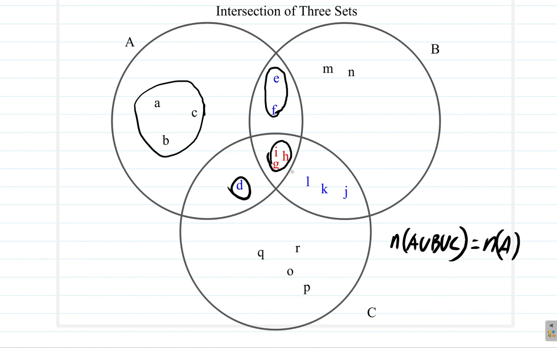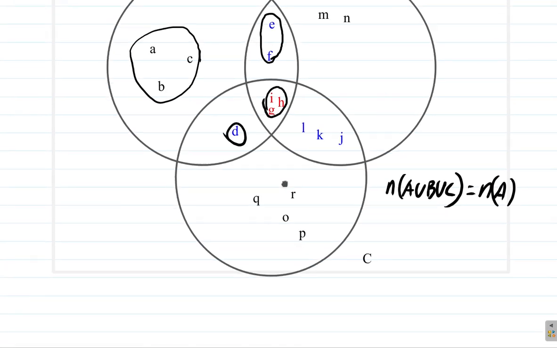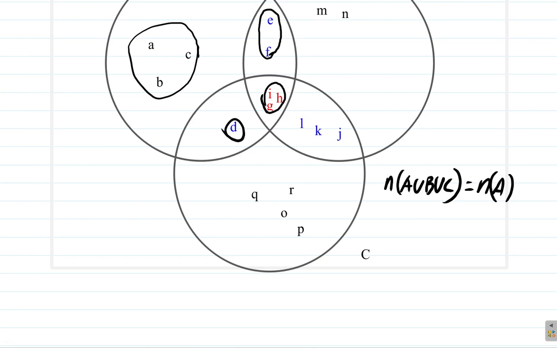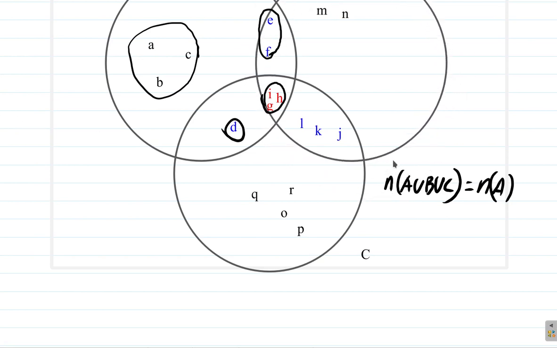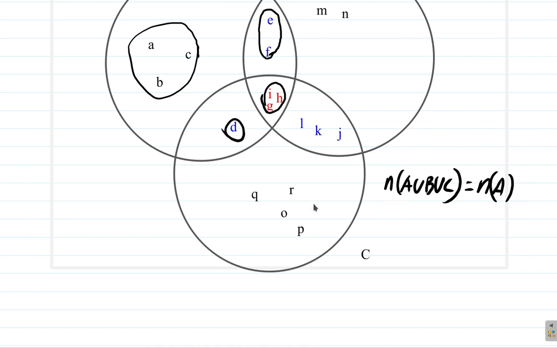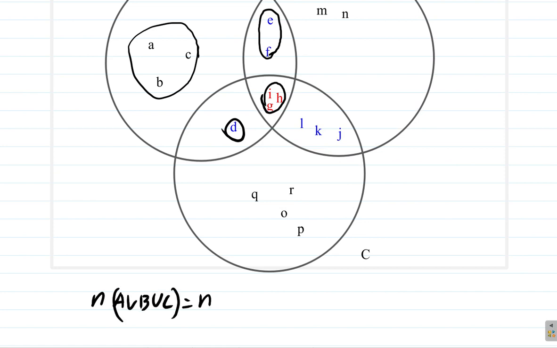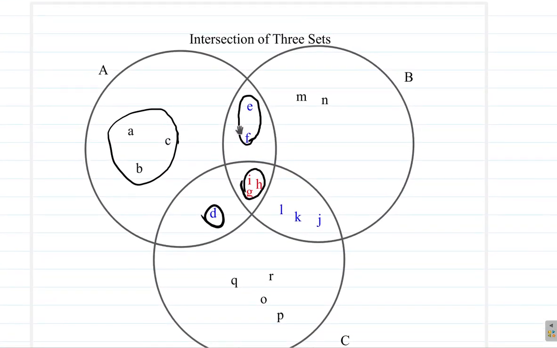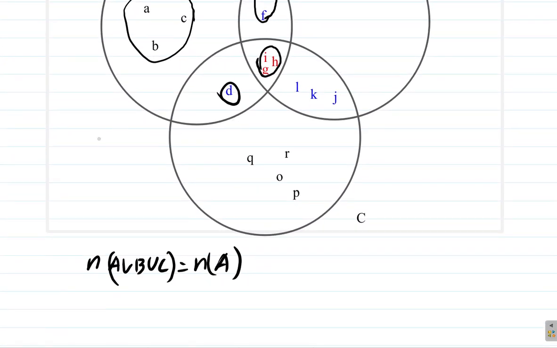Now, let's write this further down here and use up the space below here. So the number of elements in A union B union C equals the number of elements in A. Now, let's see something. What about the number of elements in B? Let's add the number of elements in B.